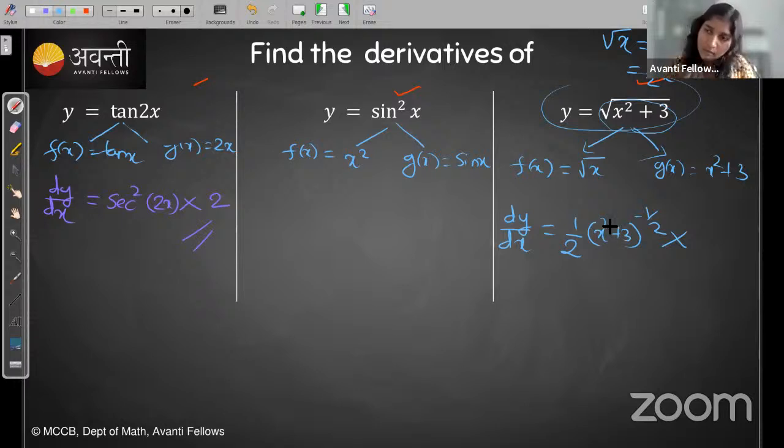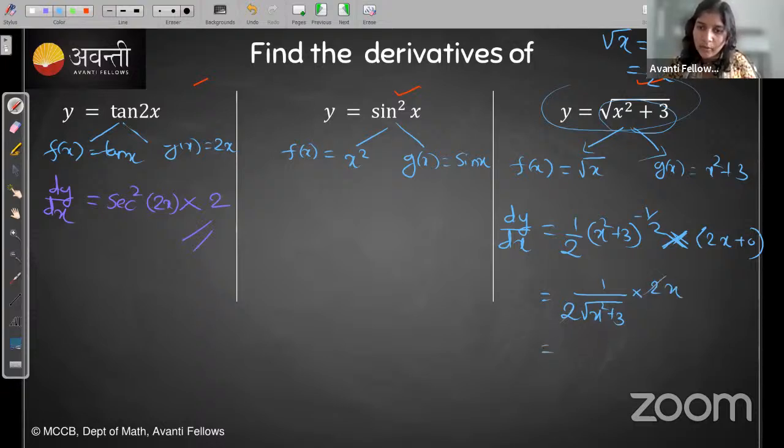In the place of x, we have a function which is other than x. So what do we do? We differentiate it again. So what will be the differentiation of x squared plus 3 here? It will be 2x. Correct? Differentiation of x squared is 2x, plus a constant function, whose differentiation will be 0. So the final answer will be 1 by 2 root x squared plus 3 into 2x. So 2 will get cancelled. We will end up with x divided by root of x squared plus 3.